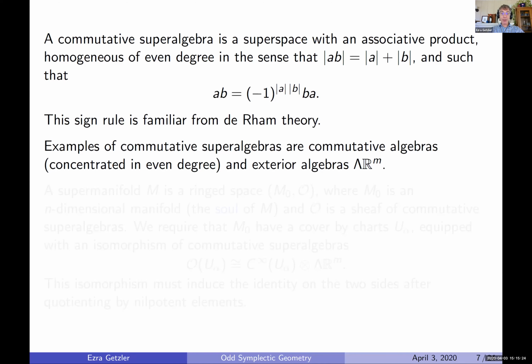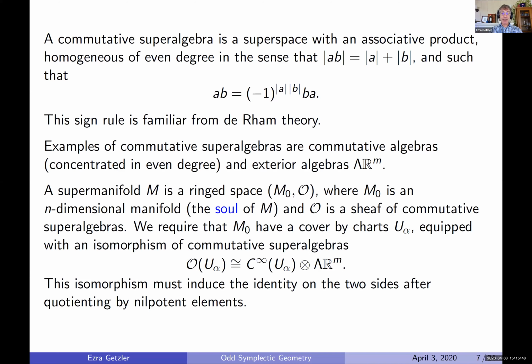So examples of commutative superalgebras are ordinary commutative algebras, which simply have vanishing odd part of their superspace, and exterior algebras, which in this case have an even subspace of dimension 2 to the m minus 1, and an odd subspace also of dimension 2 to the m minus 1.